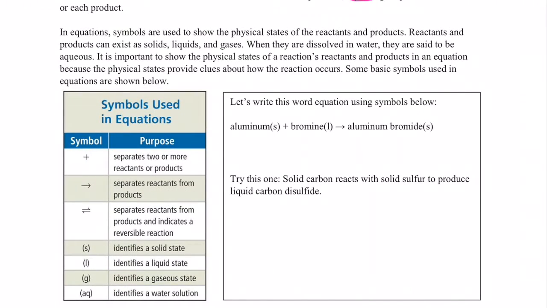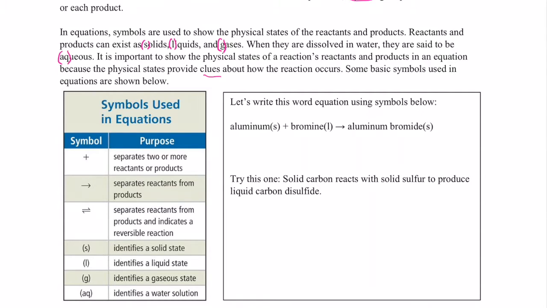In equations, symbols are used to show the physical states of the reactants and products. Reactants and products can exist as solids, which we abbreviate with the letter S in parentheses, liquids, which we abbreviate with the letter L in parentheses, and gases. And of course we have another when they are dissolved in water, and that is aqueous, which we abbreviate with the letters AQ in parentheses. It's important to show the physical states of a reaction's reactants and products in an equation, because the physical state might provide clues about how the reaction occurs.